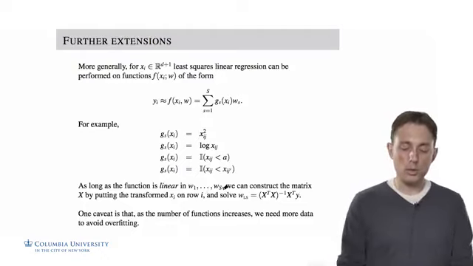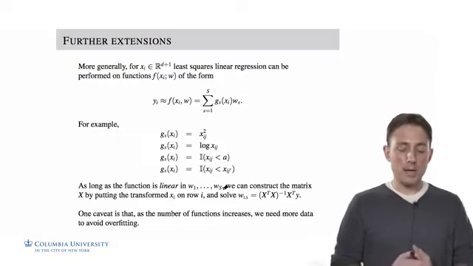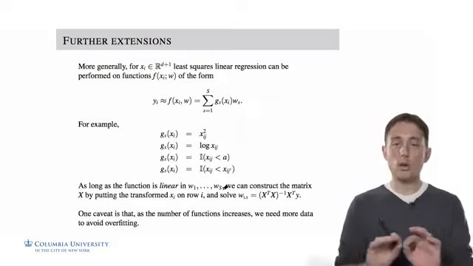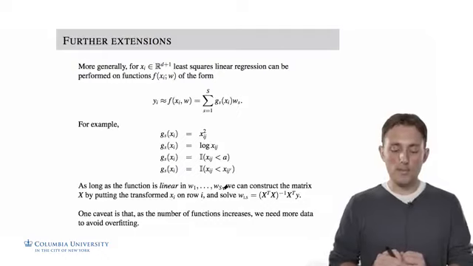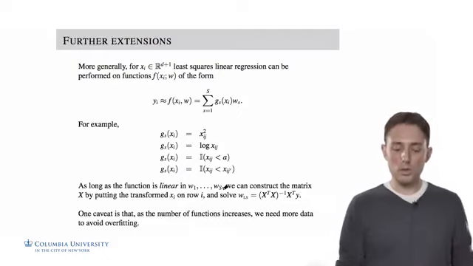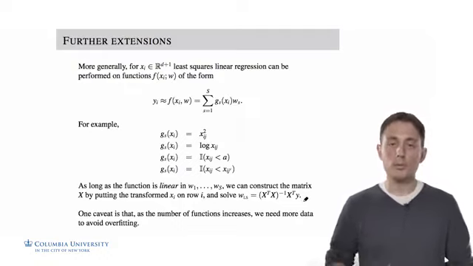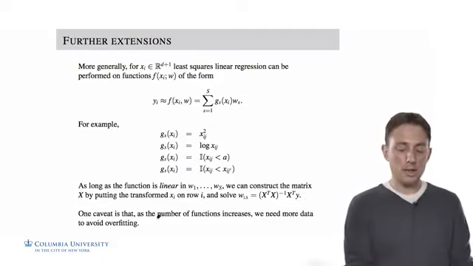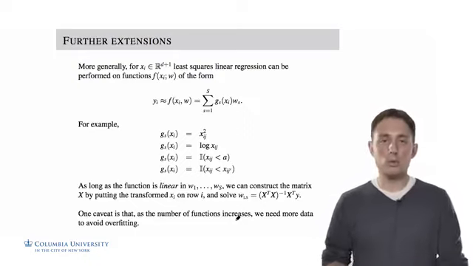the weights, w1 through ws, we can construct a matrix X, capital X, by putting the transformed vectors of each xi along the ith row, adding a 1 to the first column, and then solving the least squares solution, which always has this form. Of course, the caveat that we saw previously with the ninth-order polynomial regression function was that the more functions that we use, the more data that we're going to need to avoid overfitting.